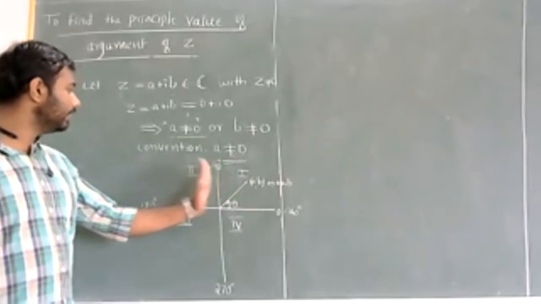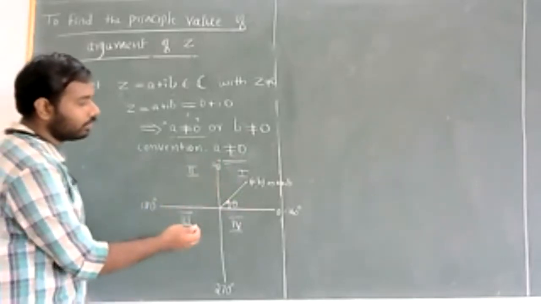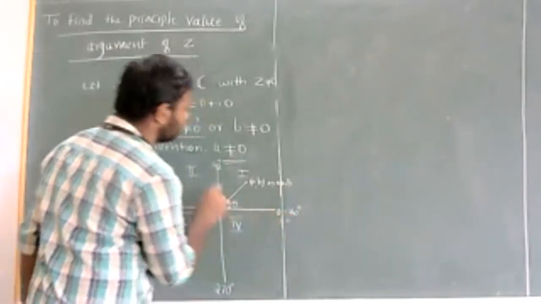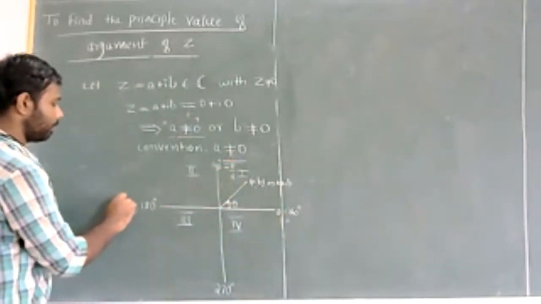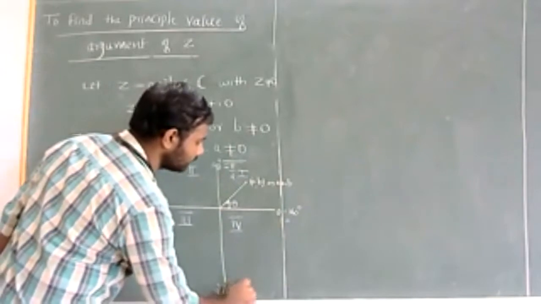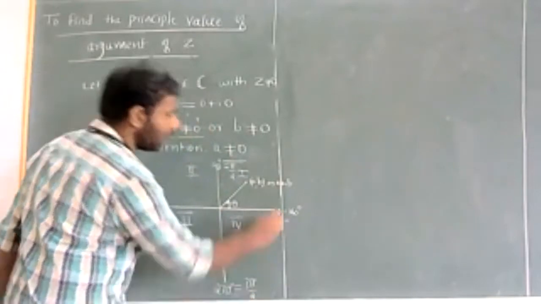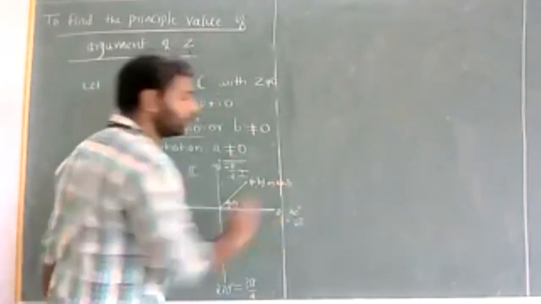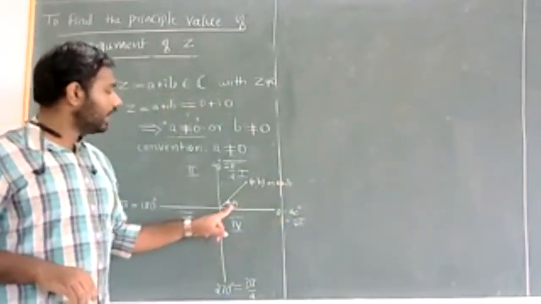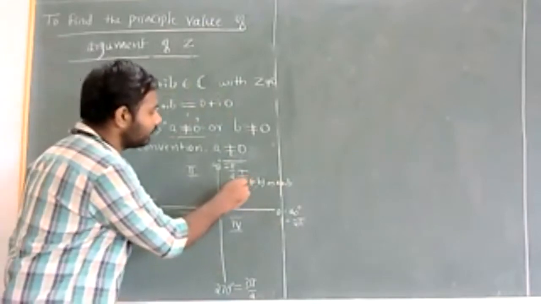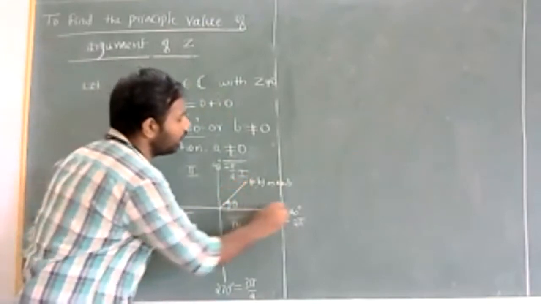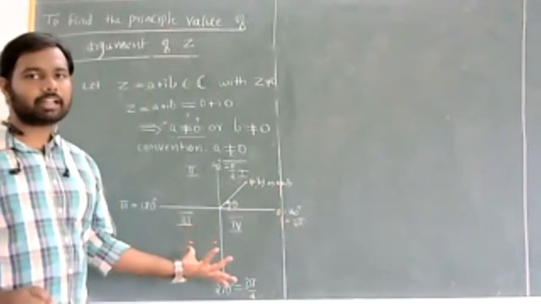Actually less than 90 degree. Or in terms of radians, 90 degree means pi by 2, 180 degree means pi, 270 degree means 3 pi by 2, and 360 degree means 2 pi. So I have an argument value, right? The angle at which this line is subtended along the positive real axis is nothing but the argument value.